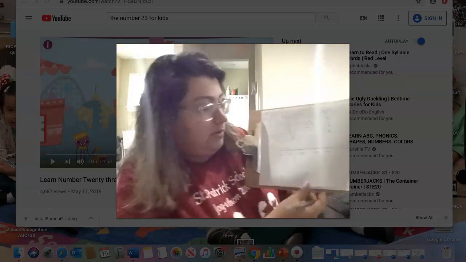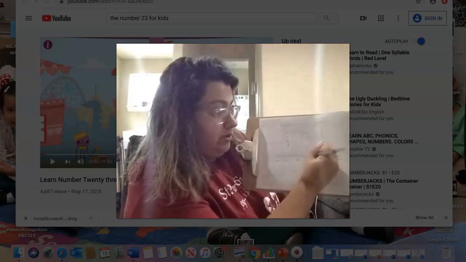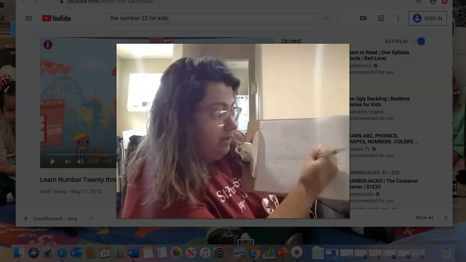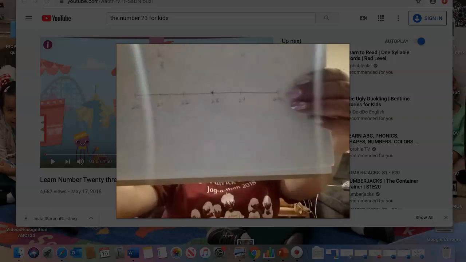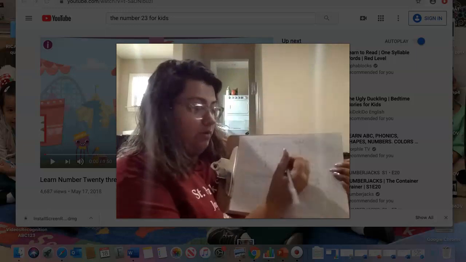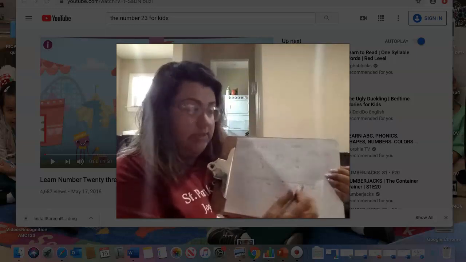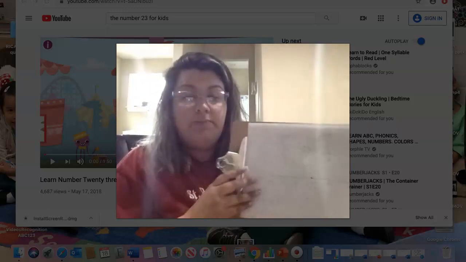Okay, and since I'm on number 23, I'm going to start there. So I'm going to draw my dot right here on 23 so that I know that is where I am starting. Okay, so what's the rule when we have the plus sign? Is the number getting bigger or is the number getting smaller?